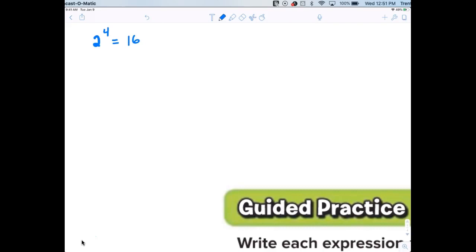Now, I always try to tell everybody, math is about patterns. If we are dealing with patterns, you'll be able to recognize them and figure out what the rules are. So I have now 2 cubed. What is 2 cubed? 8. 2 cubed is 8.